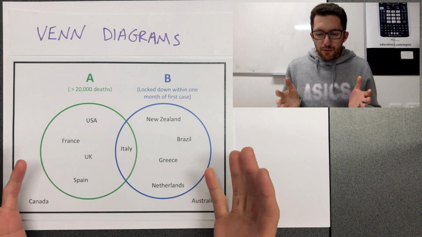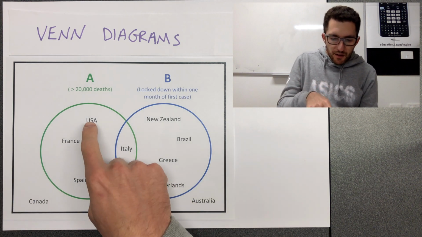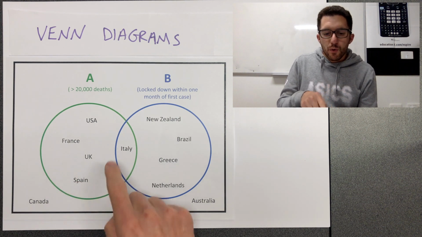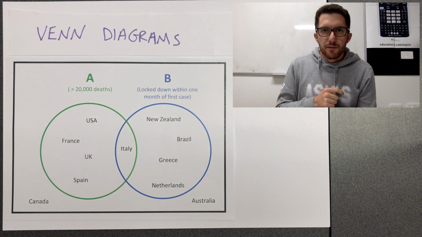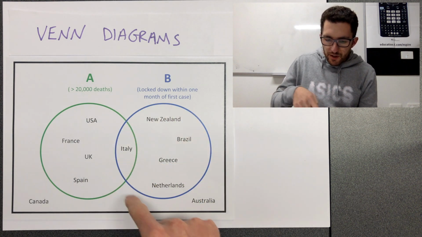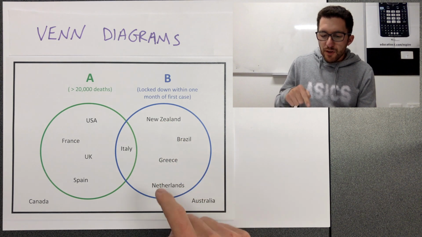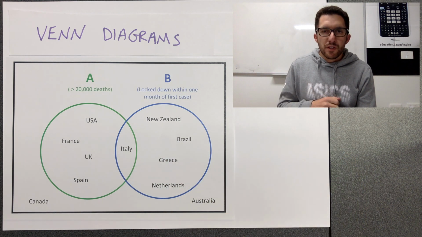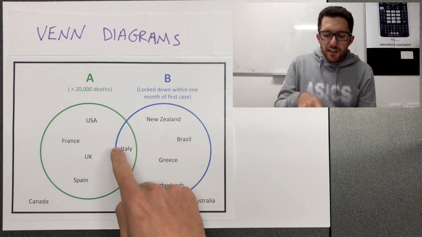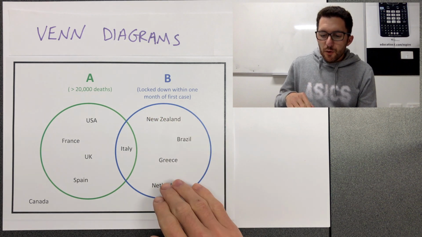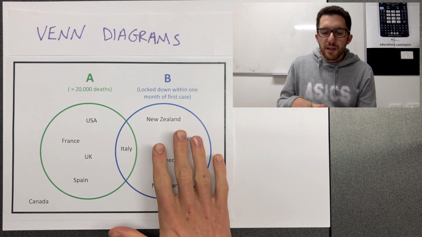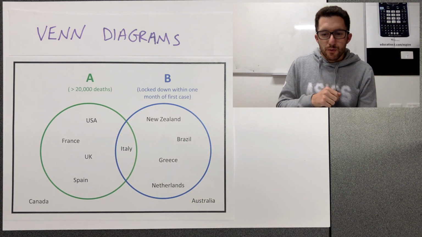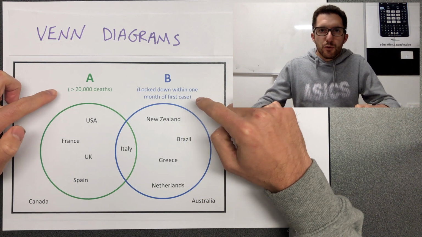So the way that we interpret this Venn diagram is that these countries here, the USA, France, UK, Spain and Italy, they've all recorded more than 20,000 deaths from coronavirus. These countries in the blue circle, New Zealand, Brazil, Greece, Netherlands and Italy, they all enforced lockdown measures within 1 month of recording their first case. So Italy's in the middle. These four are not in the green circle, which means that they have not recorded more than 20,000 deaths. But Italy is in both circles, which means that both of these statements are true for Italy.